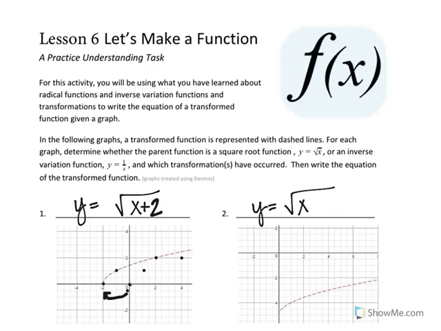The next one, if we look at it, again, we're going to have those same starting points, 0, 0, 1, 1, and 4, 2. And if we look here, we can see a downward movement to what appears to be -5, 0. And if I go over 1, up 1, over 4, up 2, I can tell that there's no vertical stretch or compression. So I just moved, in this case, down 5. So recall that that's going to be a change outside the parenthesis or the radical. So this is going to be the square root of x minus 5, since we moved down 5 units. All right.